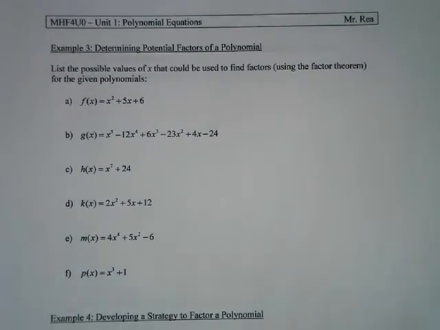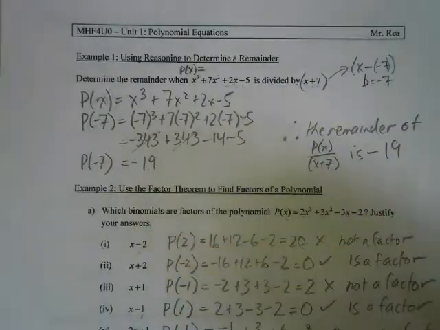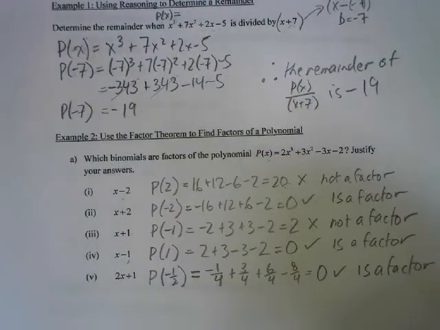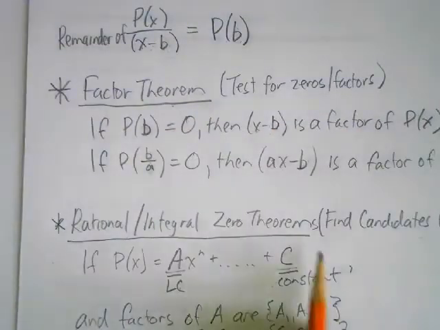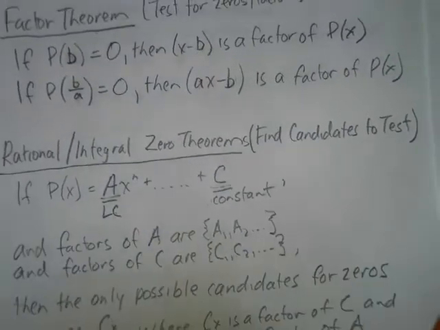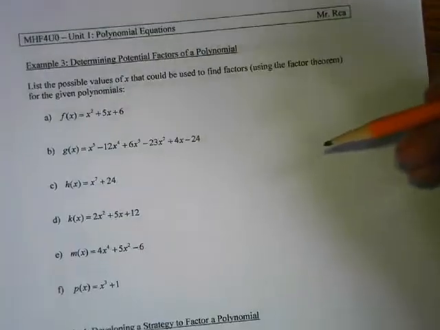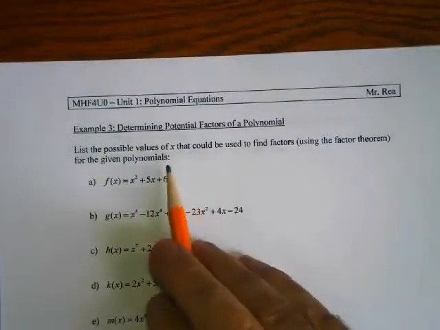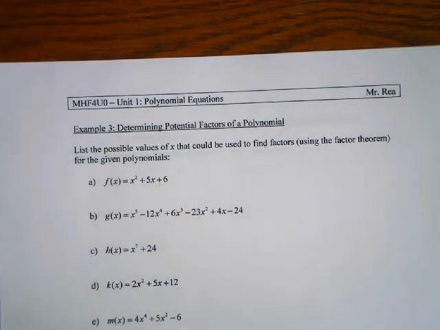Now, in the past question, they gave us some factors to try out. So what if you don't know what to try out? Well, this is where this theorem comes in. Okay, this is where we find candidates to test. So remember, we're looking for the factors of the leading coefficient and the constant, and then we go from there. So, list the possible values of x that could be used for finding factors for the given polynomials.